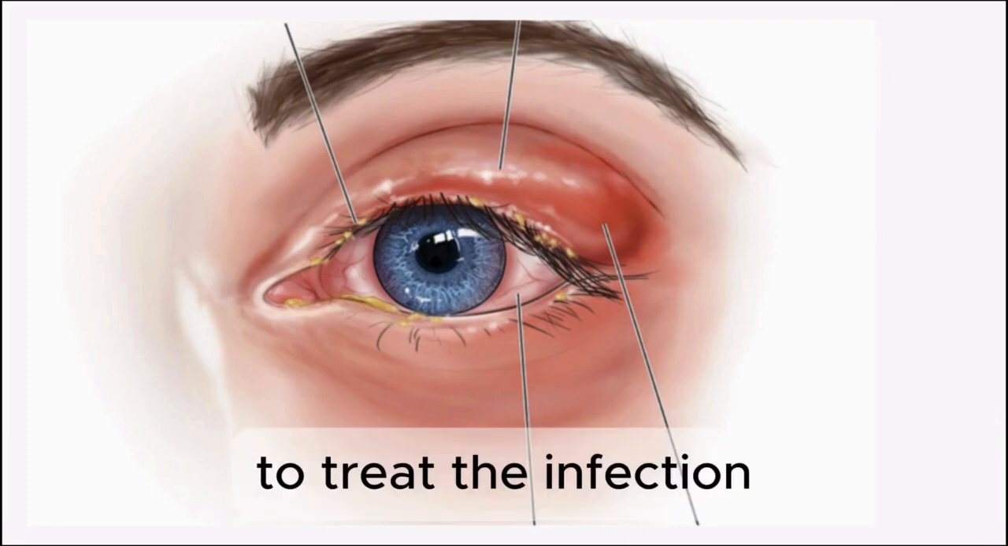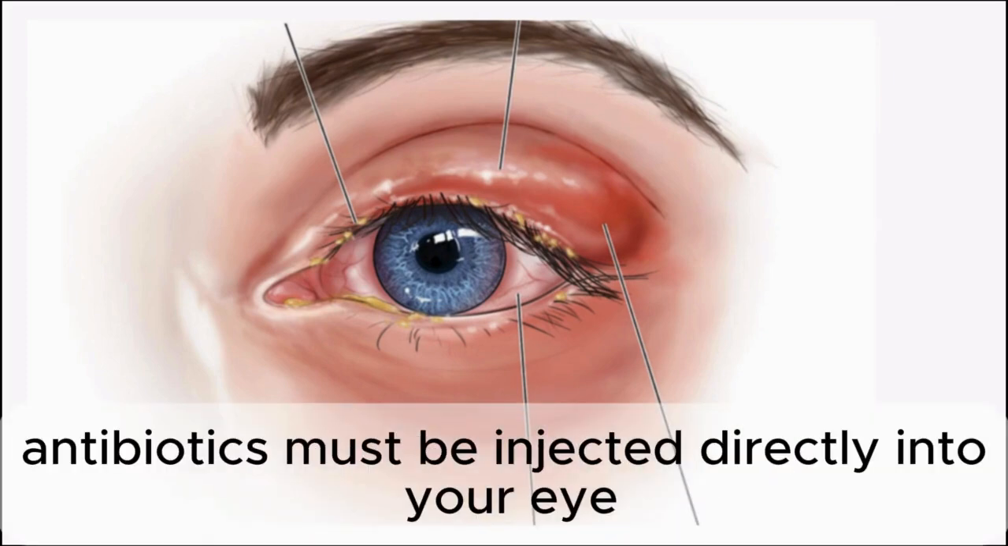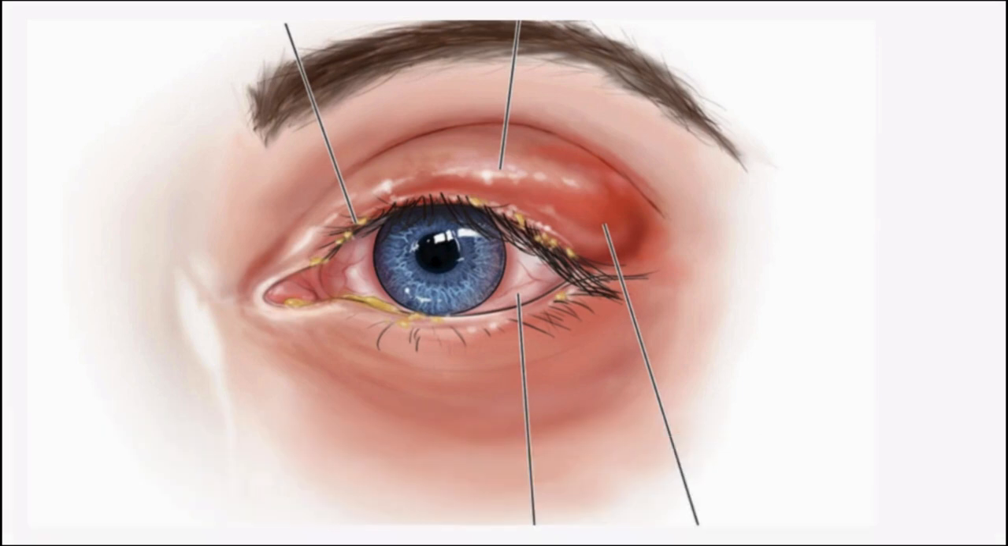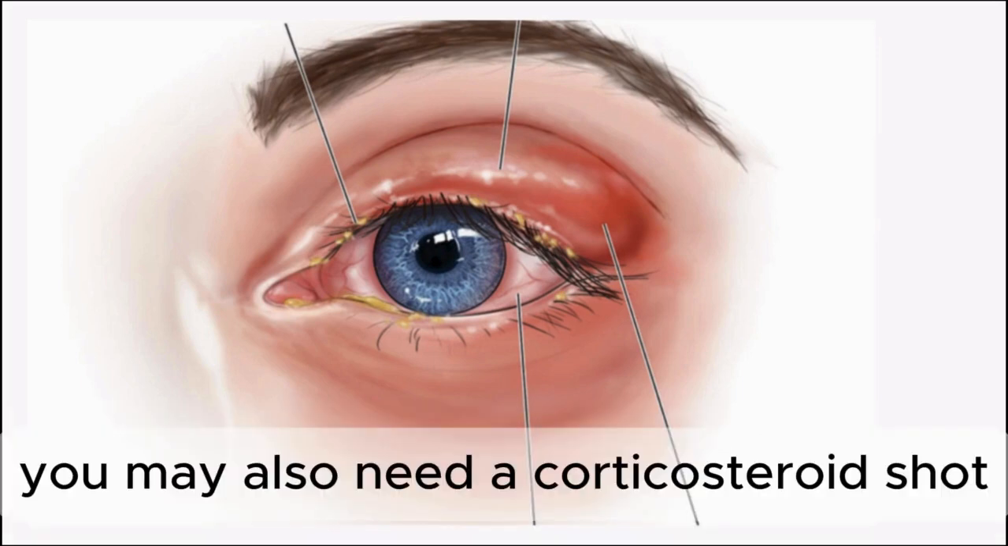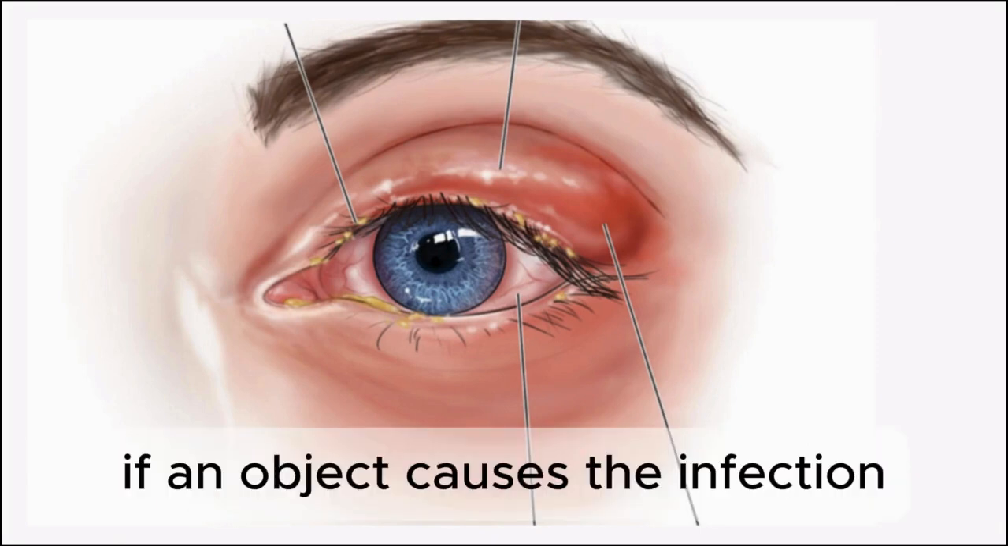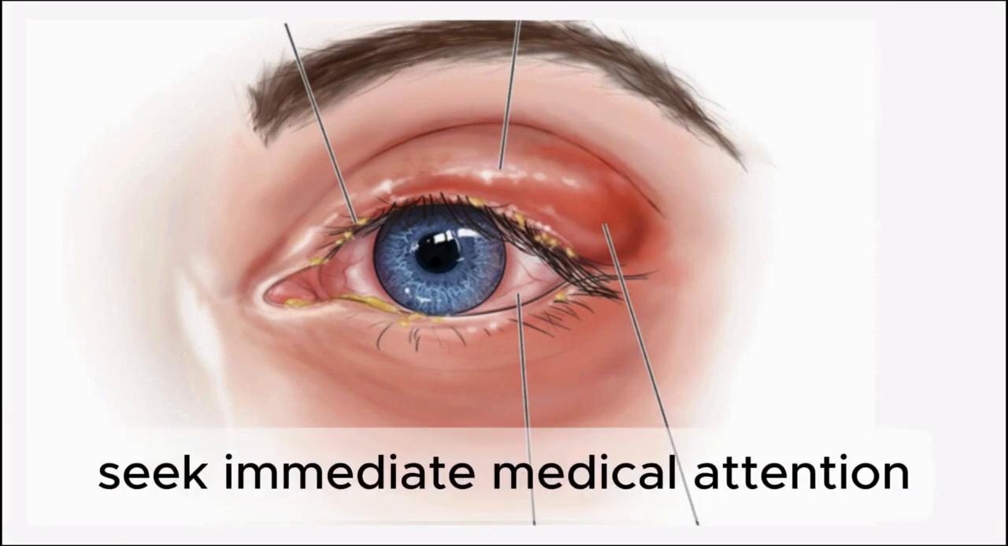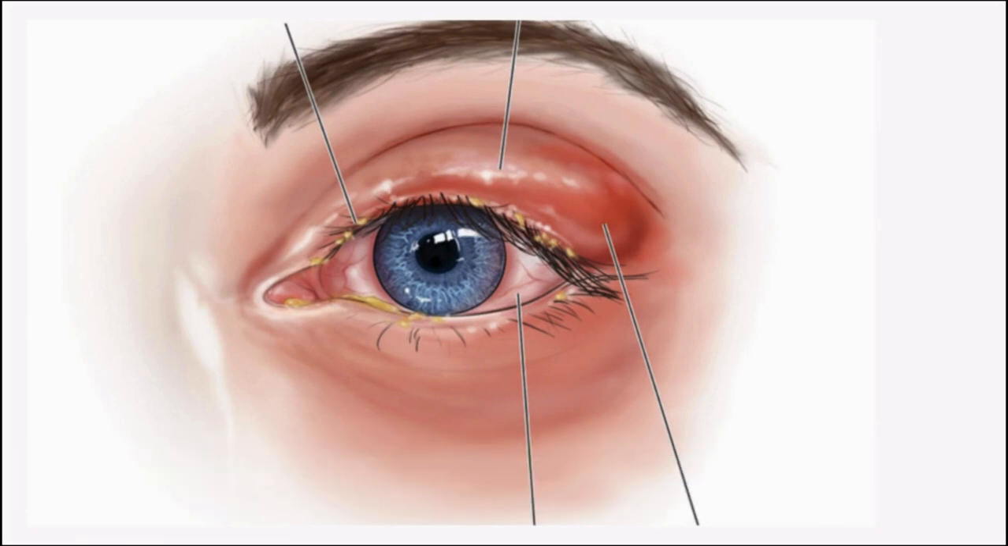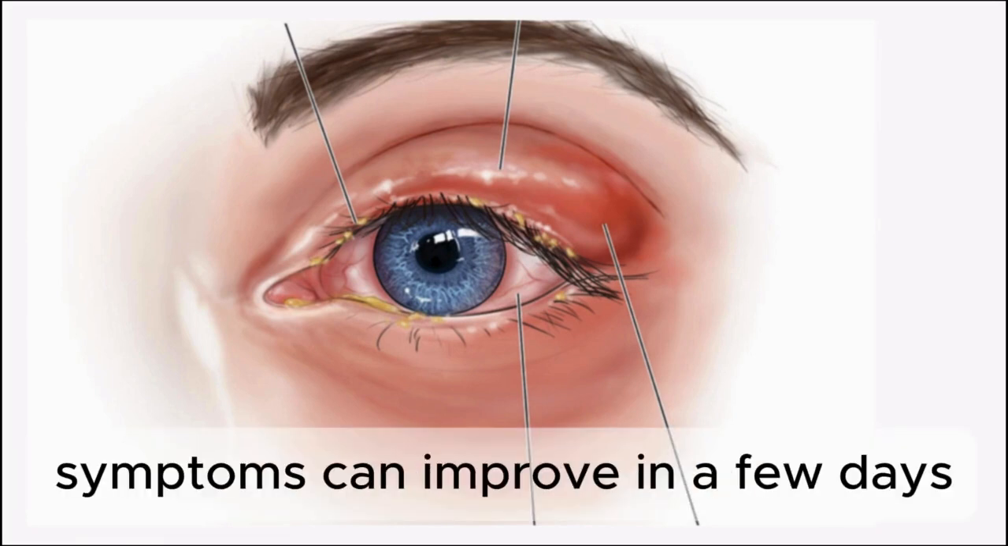To treat the infection, antibiotics must be injected directly into your eye. You may also need a corticosteroid shot to reduce inflammation. If an object causes the infection, seek immediate medical attention instead of trying to remove it yourself. With proper treatment, symptoms can improve in a few days.